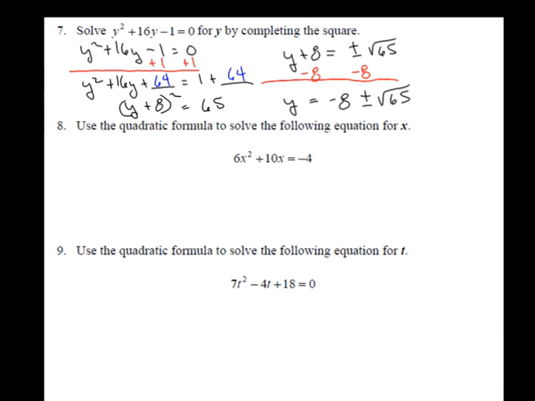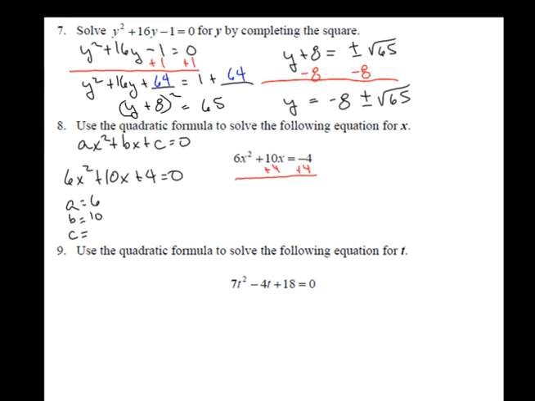For number 8, it says use our quadratic formula. I first have to put it into standard form, ax squared plus bx plus c is equal to 0. To do that, I'm going to move my 4 to the left by adding 4 to both sides. So I now have 6x squared plus 10x plus 4 equals 0. So I list out my ABCs. A is 6, B is 10, C is 4.